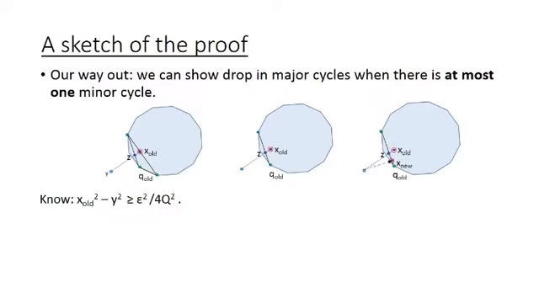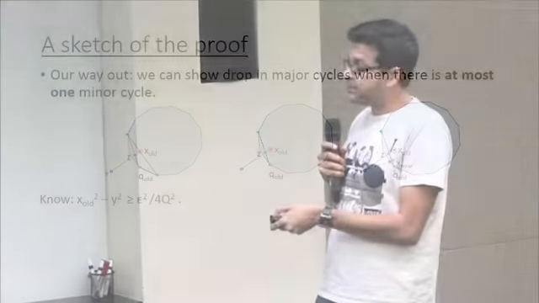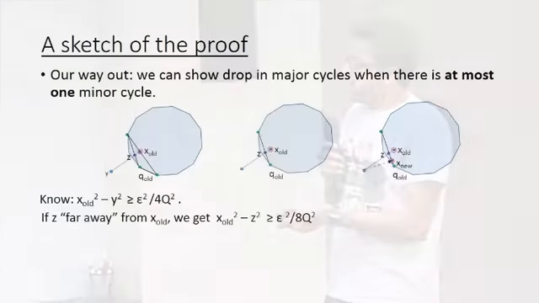So why is this good? Well, what do I know? I know that X old and Y are far apart in norm, because Y was the affine minimizer, so it's large. Think of this as large. So if Z was very close to Y, then I'm done, just by some sort of averaging argument. So if Z is far away from X old and very close to Y, I'm done. So I may assume Z is very, very close to X old.